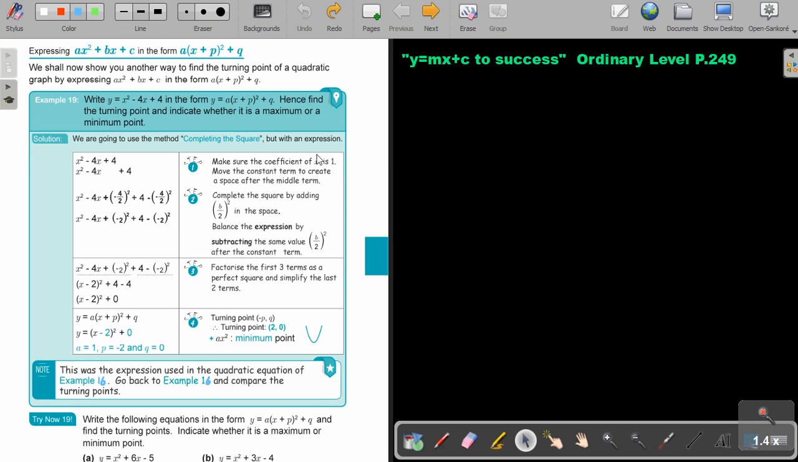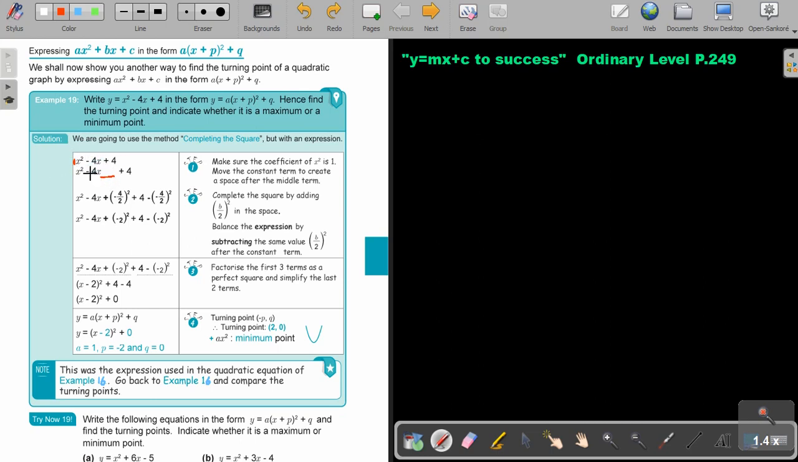So make sure the coefficient, just like in completing the square, can you remember? We made sure that it was 1. Okay, so it is 1. So what I do, instead of moving this constant to the other side, I just leave a space and move it a little bit to the right-hand side. Make sure the coefficient is 1, move the constant term to create a space after the middle term, because you are going to make your perfect square here.